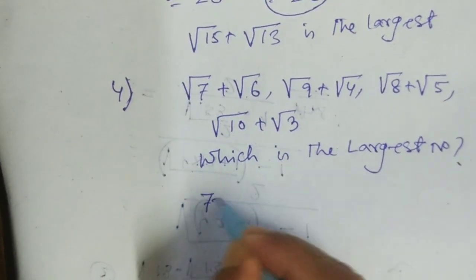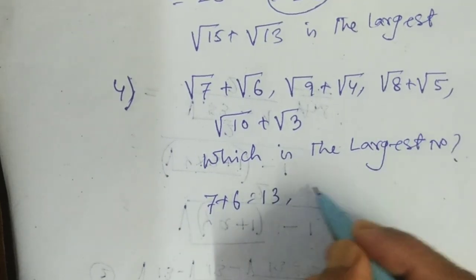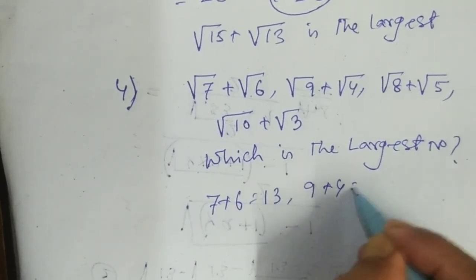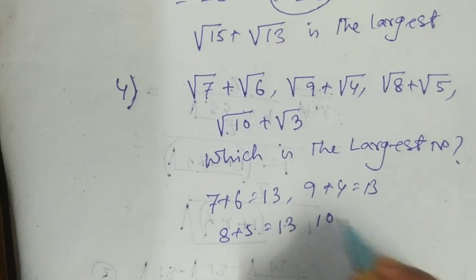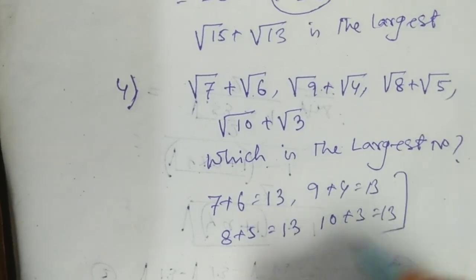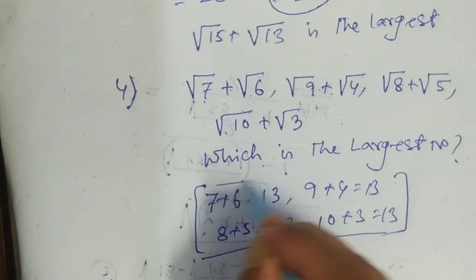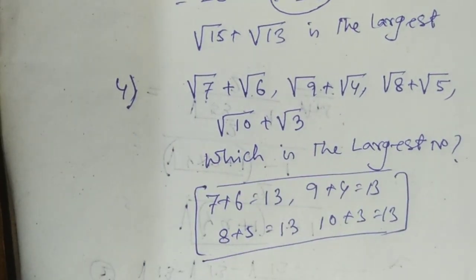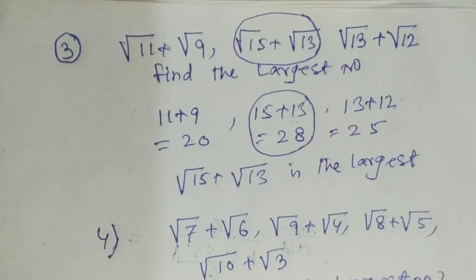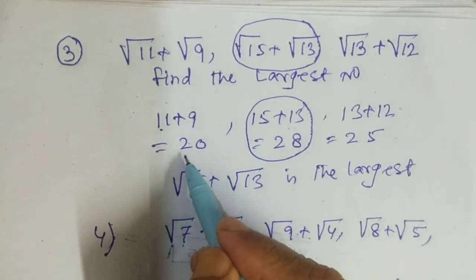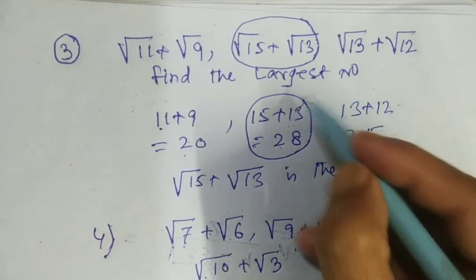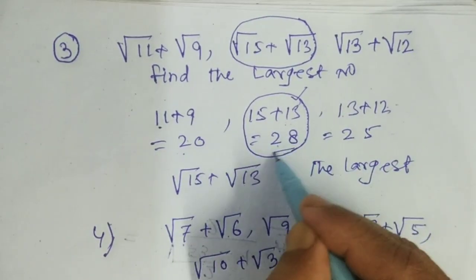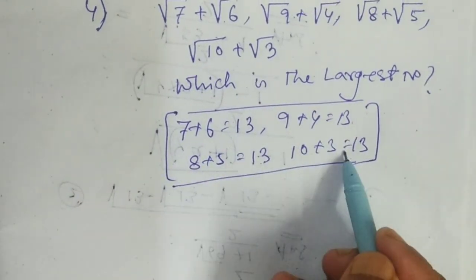So, 7 plus 6 is equal to 13. 9 plus 4 is equal to also 13. 8 plus 5 is equal to also the same. 10 plus 3 is equal to 13. Look here. In the previous question, 11 plus 9 is 20, 15 plus 13 is 28, 13 plus 12 is 25. So, this is the largest because this is 28. But here, all are same. Then what to do?